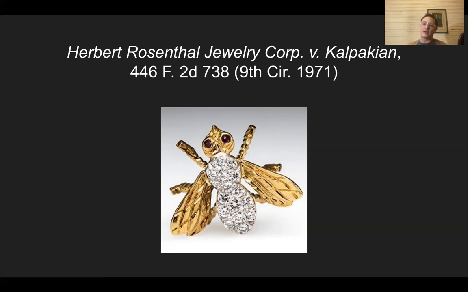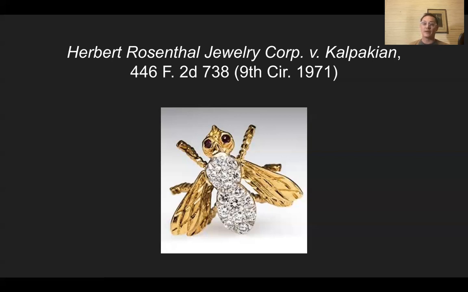And so really at the end of the day, the court saw the question as being not just whether the Kalpakian brooch was sufficiently similar to be infringing on the Rosenthal brooch, but rather whether the Rosenthal brooch was really protectable in the first place, or rather whether the elements that the Rosenthal company was claiming were protectable in the first place. I mean, after all, the Rosenthal company wasn't alleging that Kalpakian was creating literal copies of their brooch that people would confuse with the Rosenthal brooch.